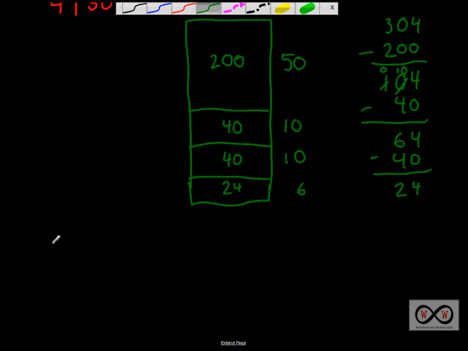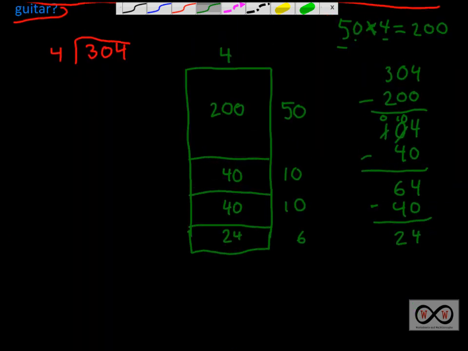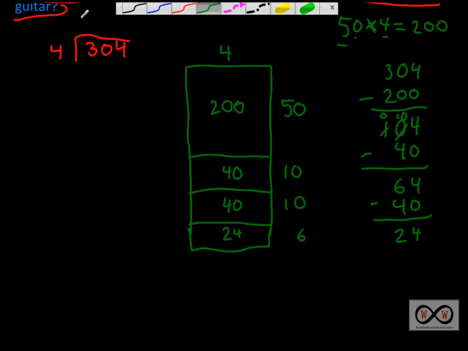Now you might be thinking, well, how does that solve our division problem? Well, 4 went into 304, and you could add these up. We've got 200 plus 40 would be 240. 240 plus 40 would be 280. And then 280 plus 20 would be 300. And then we've got 4, so it would be 304 altogether. That would equal 304. But the true question is, how many times does 4 go into 304 to solve our problem?